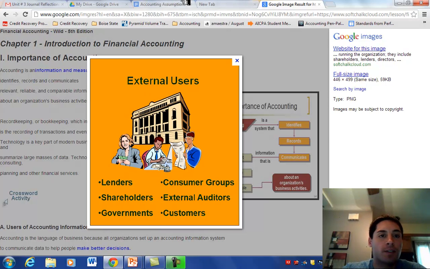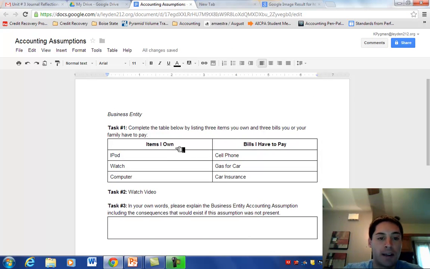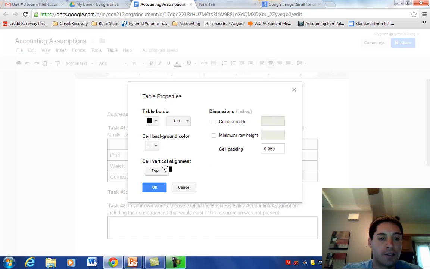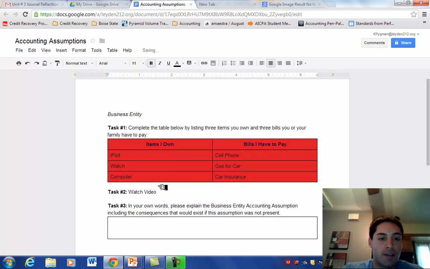Okay? Now, the first task I gave you was to fill out this table with items you own and bills you have to pay. The whole premise of this first assumption I'm going to introduce to you is the following. That regardless of the items the employees that work for a business own, or regardless of the items that the owner of the business own in his personal life, or regardless of the bills employees have that work for the company, or the bills, personal bills that the owners have of a company, these personal items have to be kept separate from the financial figures you write down on your financial statements.